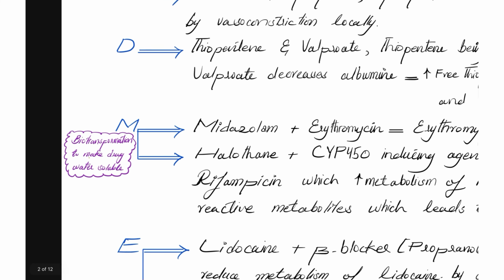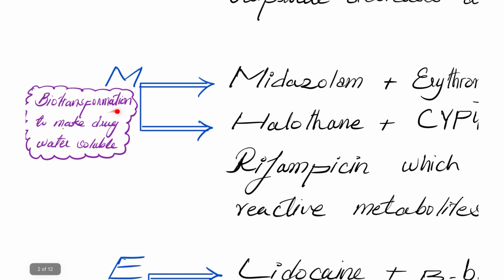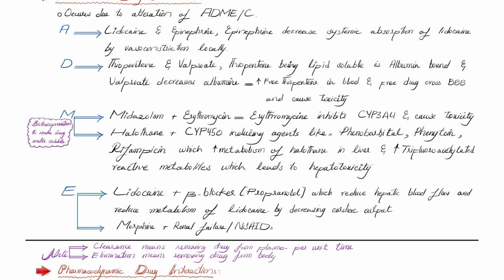Second is metabolism, how the metabolism of the anesthetic agent is being altered. The definition of metabolism is biotransformation of drug to make the drug water soluble so that it could be removed out of the body. For example, when midazolam, which is a short-acting benzodiazepine, is combined with erythromycin, which is a macrolide. Erythromycin inhibits the cytochrome P3A4, which normally breaks down or metabolizes or biotransforms midazolam into a water-soluble product. Since it inhibits the cytochrome P3A4, there is toxicity of midazolam.